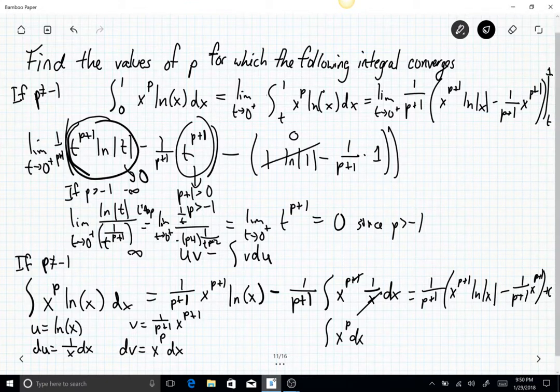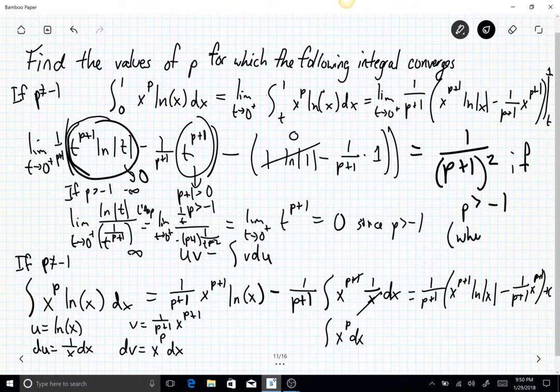And what we used is actually the first term, right, where we just use that first piece. And so what we're left with is just, notice we had 1 over p plus 1, and then we have a negative and a negative here. So this whole thing is just 1 over the quantity p plus 1 squared, if p is greater than negative 1. And so that's when the integral converges.